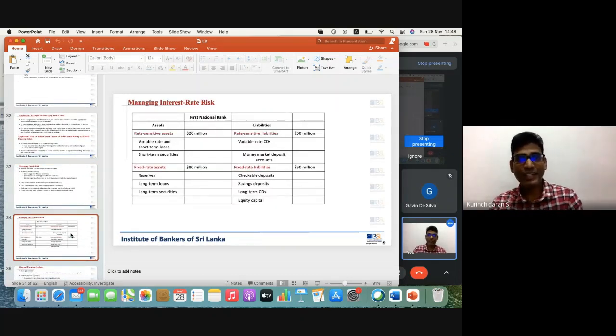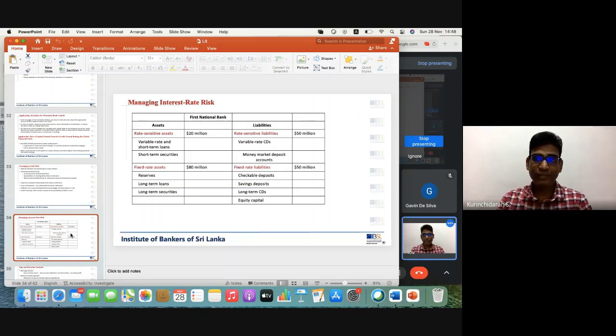And then managing interest rate risk. What do you mean by interest rate risk? Anybody? What do you mean by interest rate risk?